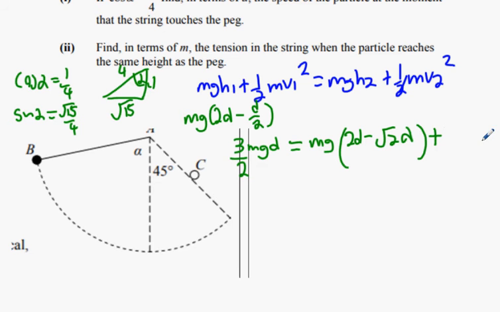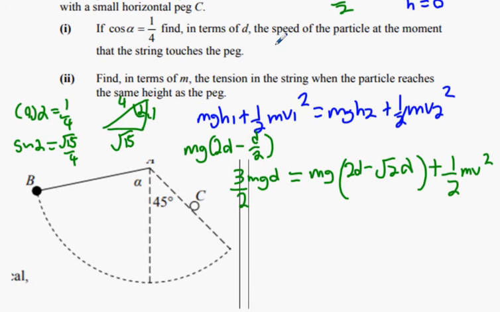And we'll have a velocity, won't we? We'll have a half mv squared. Now what does it want me to prove? It wants the speed. So what's the target of the question? v on its own, yeah? Let's try this out. So 3 over 2 mgd, no bother, it's just 3 over 2 mgd equals 2 mgd.